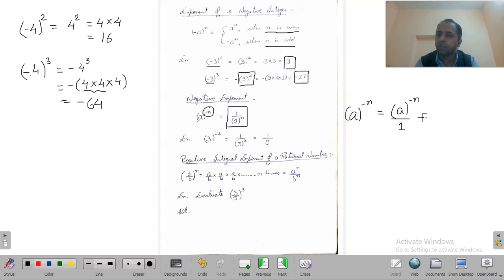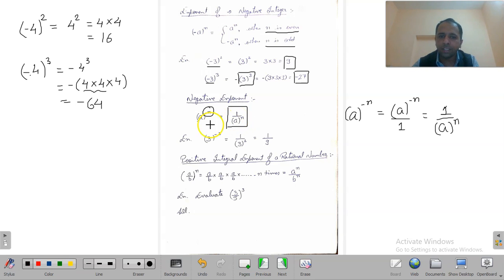So what is reciprocal? We have understood this in the rational numbers chapter number 1. So how to take reciprocal? When we take reciprocal, the denominator comes in the numerator and the numerator comes in the denominator. So when we take reciprocal, the power or exponent will become positive here. So a to the power minus n can be written as 1 upon a to the power n. We take the reciprocal and the exponent becomes positive.